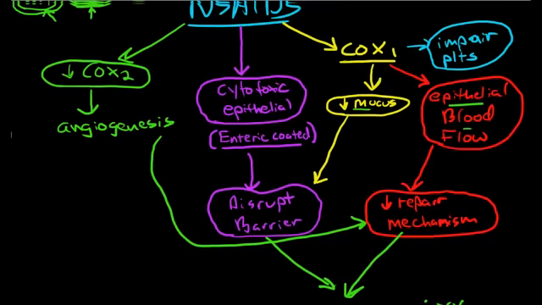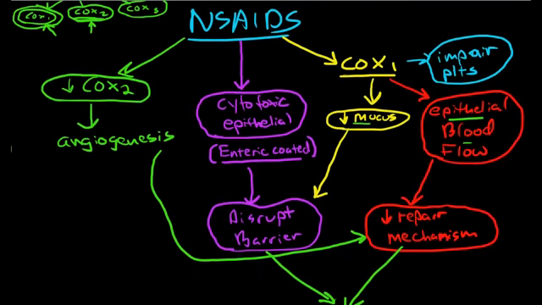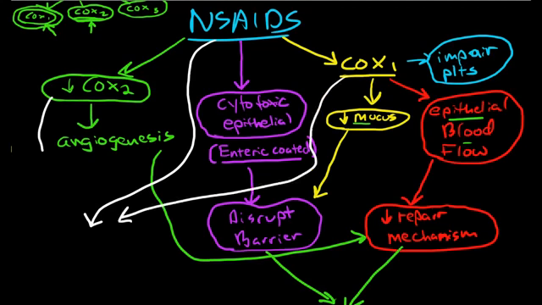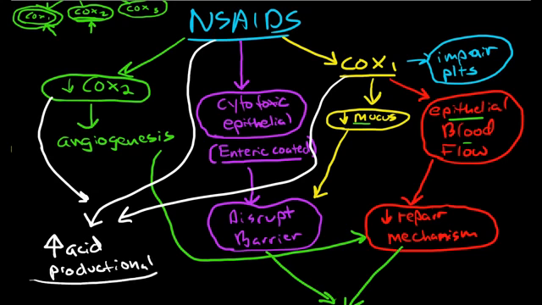And lastly, of course, NSAIDs suppress, via both COX-1 and COX-2, prostaglandins' ability to decrease acid production. So NSAIDs end up causing increased acid production. However, this is not considered the central component of mucosal injury with NSAID use.